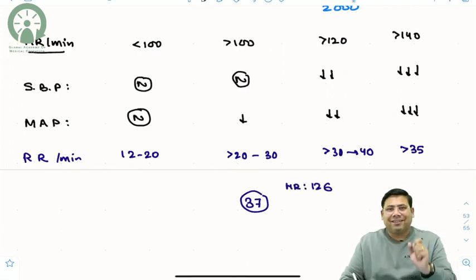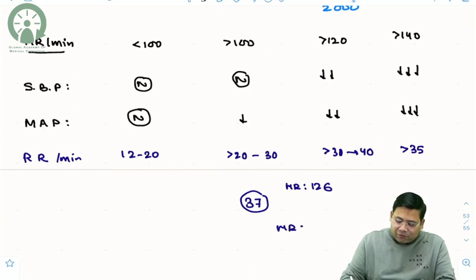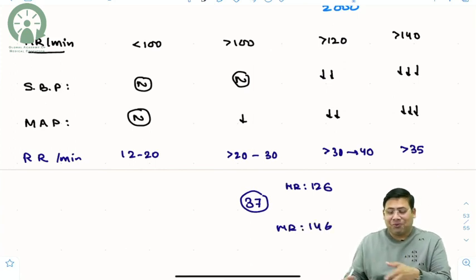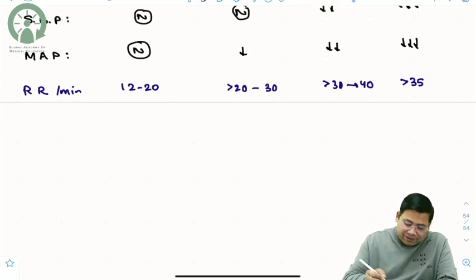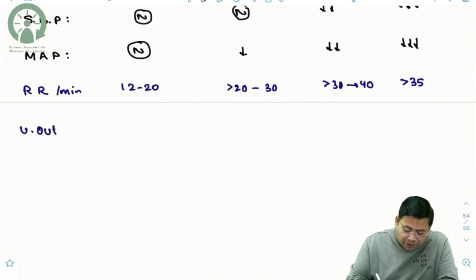So it falls in grade 3. Same patient with a heart rate of 146, it falls into grade 4. So you need to diligently decide based on the other parameters. So next is respiratory rate. Then what else? Students, urine output is again very important.